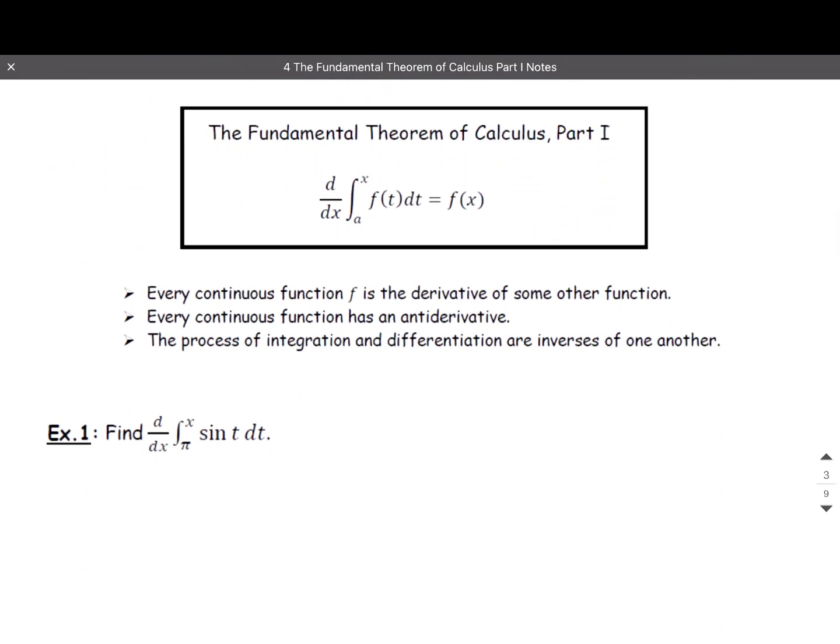Okay, so the Fundamental Theorem of Calculus Part 1 says that the derivative with respect to x of the integral from a constant to x of f of t dt is f of x. It means that every continuous function f is the derivative of some other function. Every continuous function has an antiderivative. And here it is, the processes of integration and differentiation are inverses of one another. How huge is that? Integration and differentiation are inverses of each other.